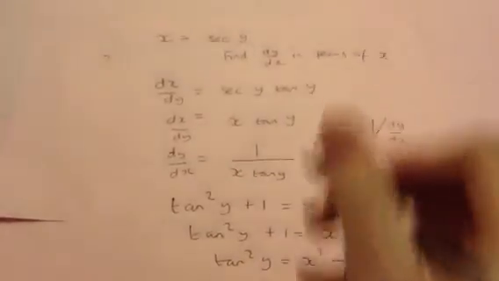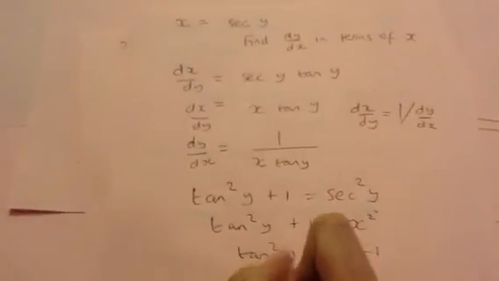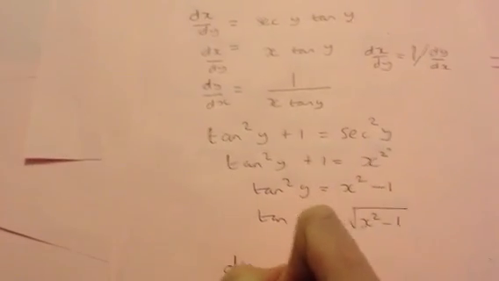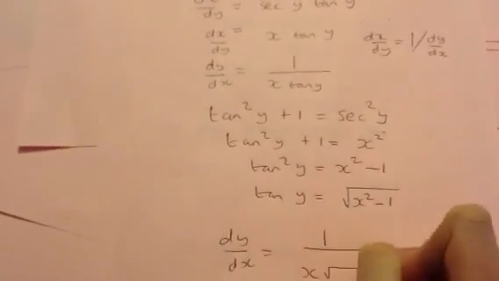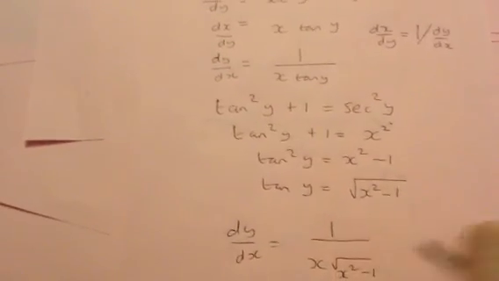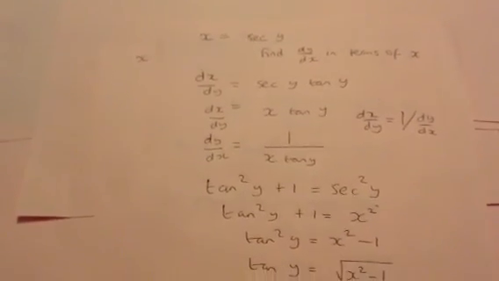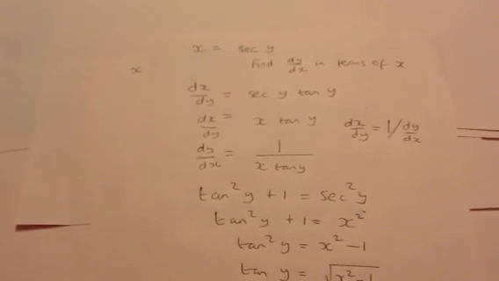and now I make tan y the subject, so I want to replace it in dy over dx. I get tan y is the square root of x squared minus 1. So that leaves me to go back and go dy over dx is 1 over x times the square root of x squared minus 1. And that's my answer.